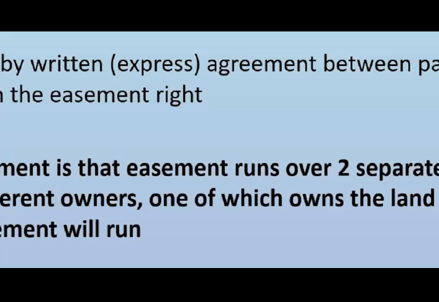So let's say you have a stream that divides your property from the property next door. You would own to the middle of the stream and they would own to the middle on their side of the stream. Land adjoining commercially navigable rivers, on the other hand, is usually owned to the water's edge, with the state holding title to the submerged land.